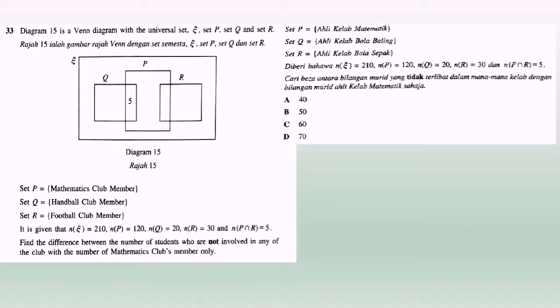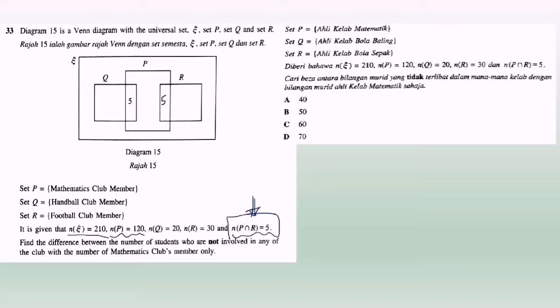Question number 33, diagram 15 is a Venn diagram with the universal set, set P, set Q, and set R. It is given that the number of the universal set equals 210. Number of P equals 120, number of Q equals 20, number of R equals 30, and number of P intersect R equals 5. So this one we need to do first. Always remember the intersection part you need to fill in first before you fill in other parts.